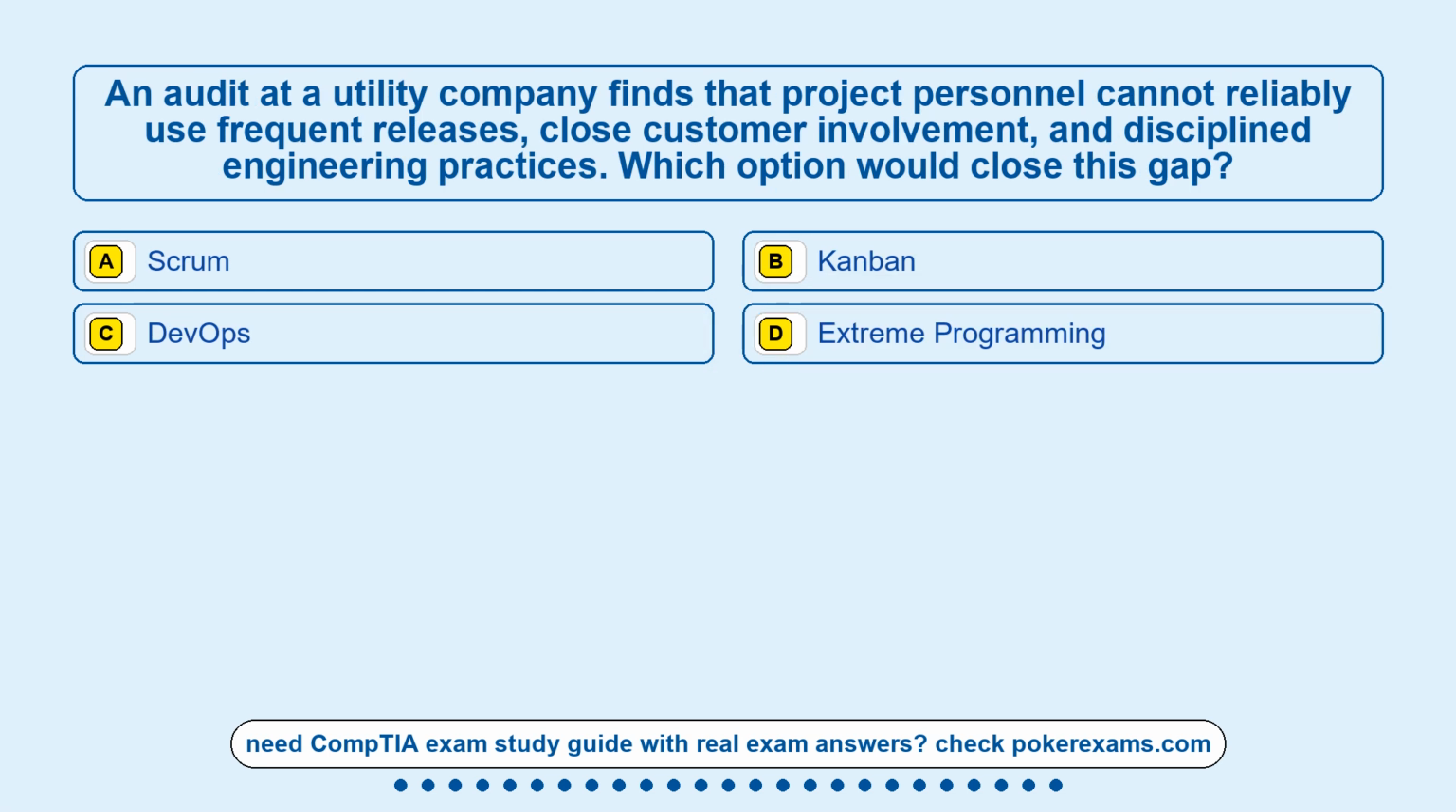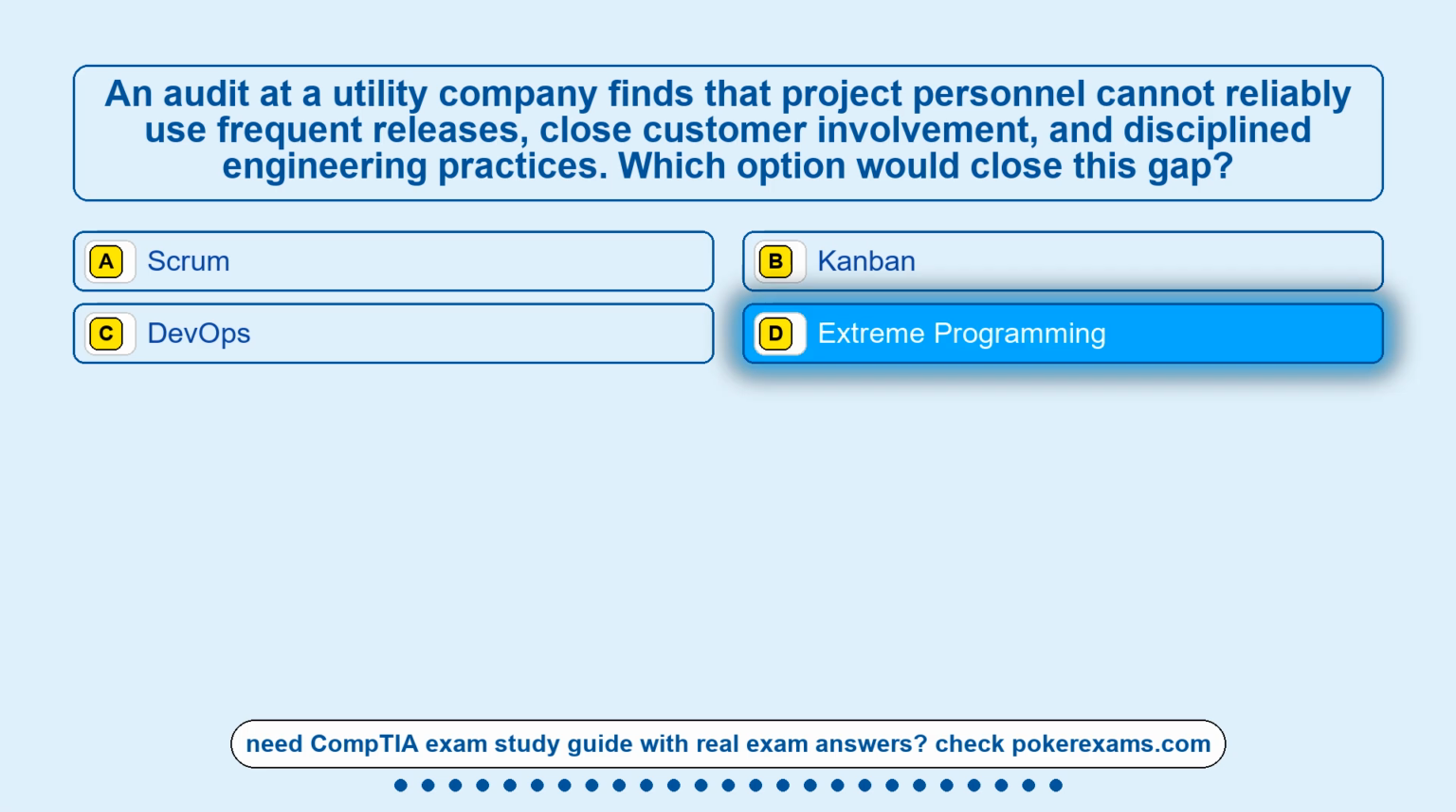Question 8. An audit at a utility company finds that project personnel cannot reliably use frequent releases, close customer involvement, and disciplined engineering practices. Which option would close this gap? Option A, Scrum. Option B, Kanban. Option C, DevOps. Option D, Extreme Programming. The correct answer is option D, Extreme Programming.